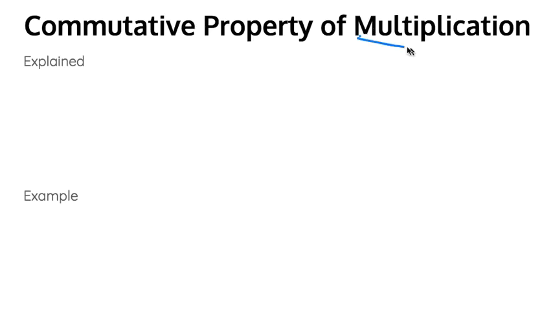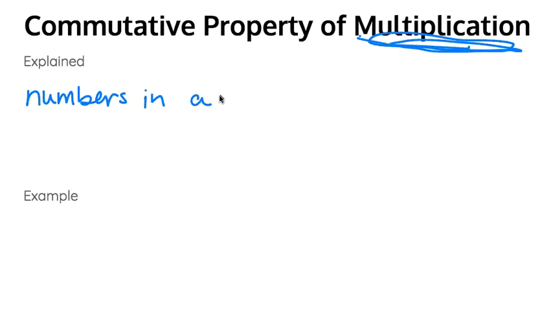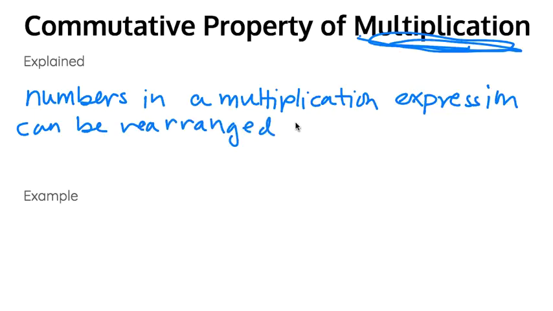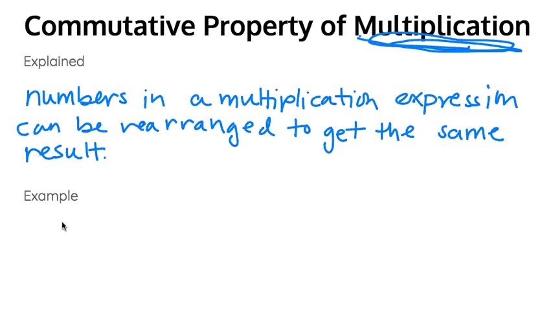So now we're looking at the commutative property, but with multiplication. So this only holds true if you have all multiplication. So numbers in a multiplication expression can be rearranged to get the same result. So again, we have to have all multiplication. The minute that there's another operation involved, it's done. You can't even have multiplication and addition together. It's all or nothing.